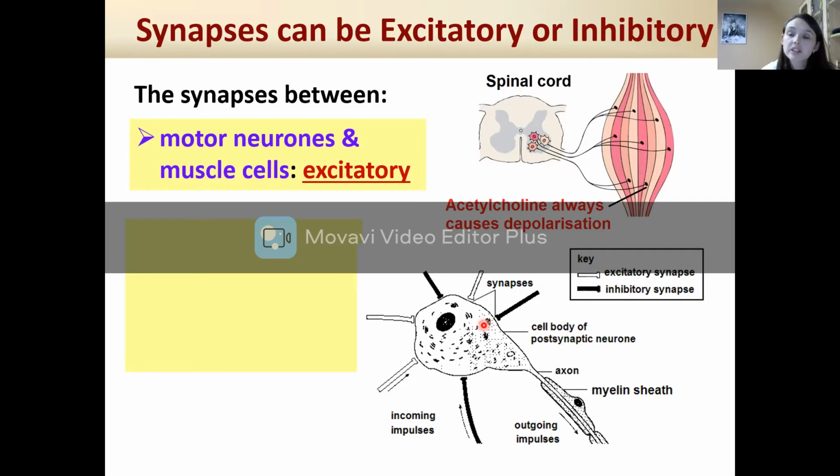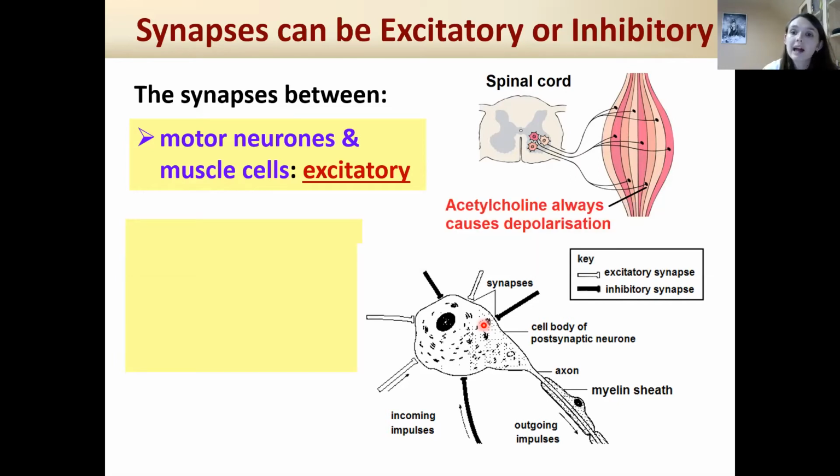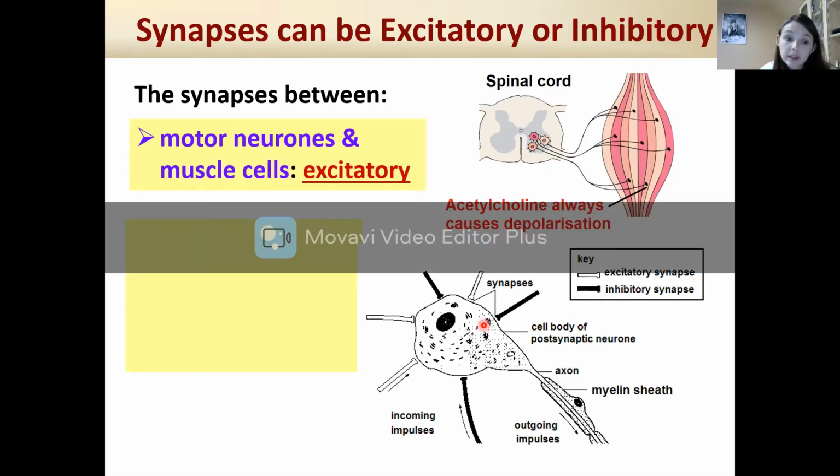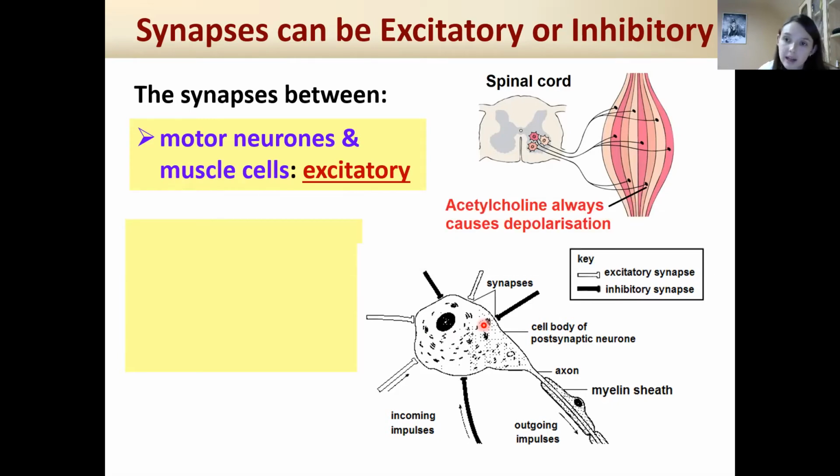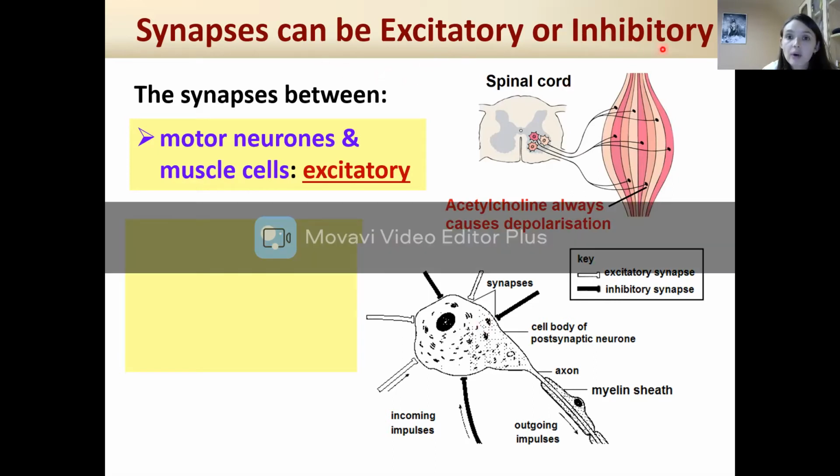But sometimes the neurotransmitter is responsible for opening ligand-gated ion channels through which chlorine ions will enter, and chlorine ions will have an inhibitory effect on the postsynaptic membrane. Inhibitory effect of the postsynaptic membrane means that no kind of impulse transmission will happen, so nothing will happen. So we will have inhibition of the postsynaptic membrane. That is why we could say that synapses can be excitatory or inhibitory.